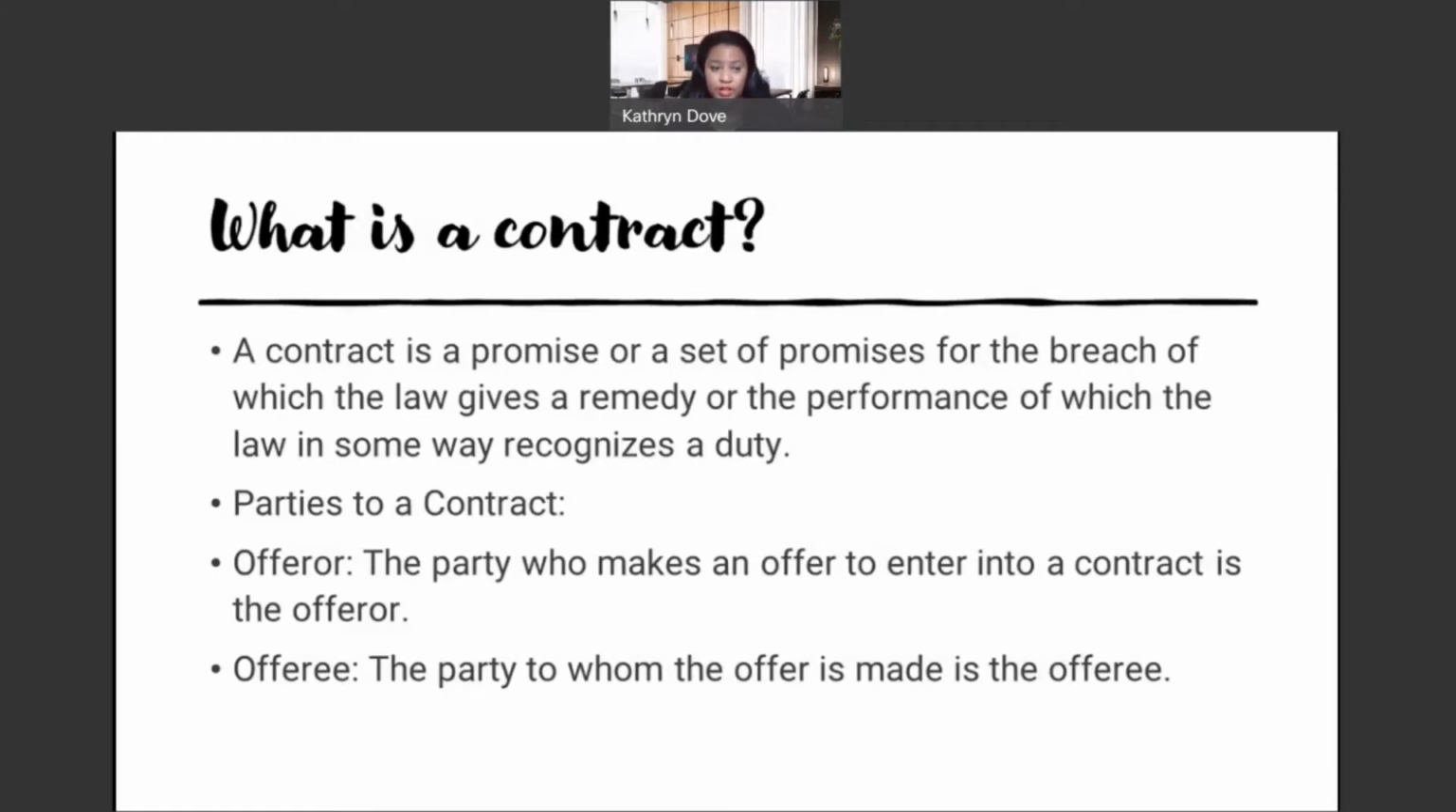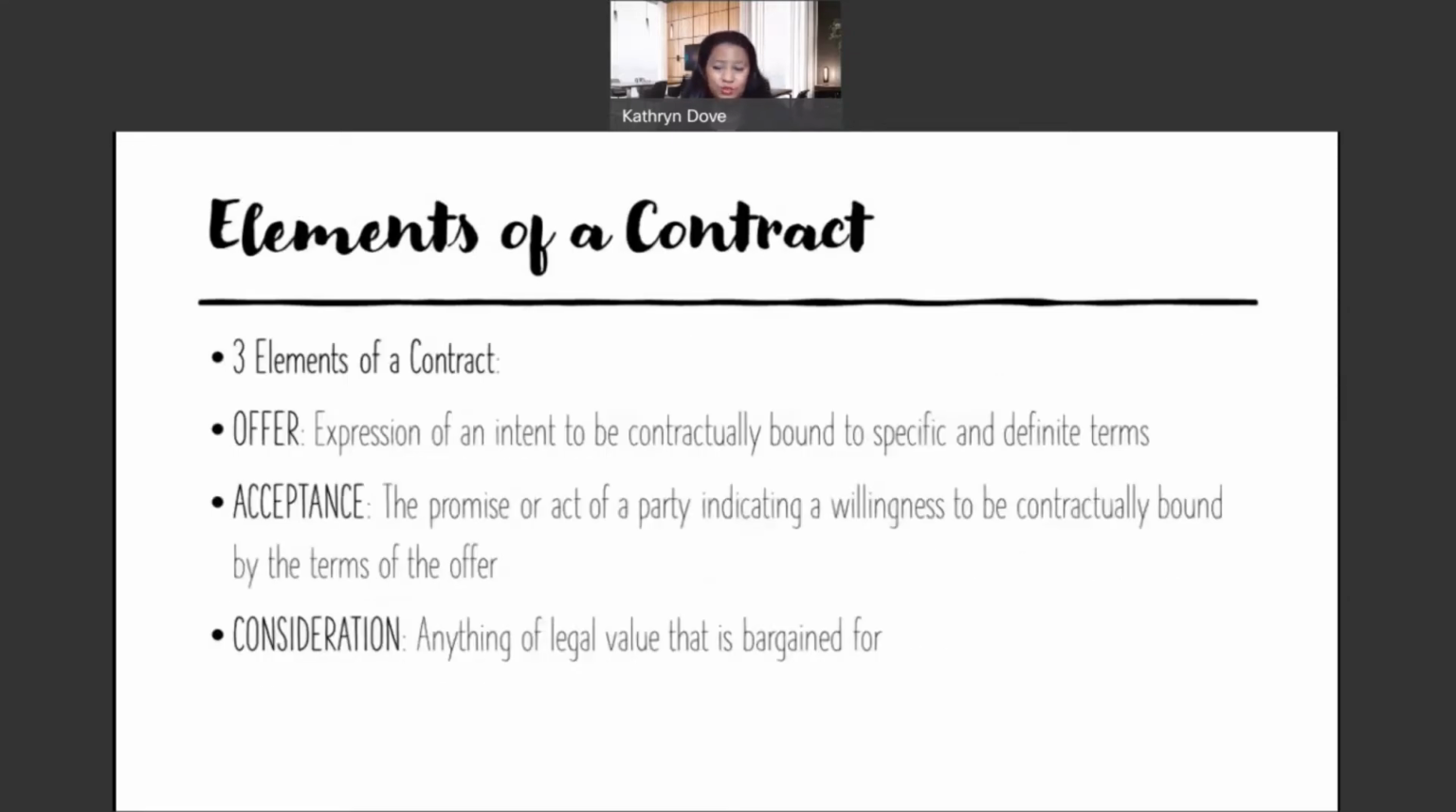Who are the parties to a contract? The offeror is the person who makes an offer to enter into the contract. The offeree is the person to whom the offer is made. There are 3 elements of a valid contract. This you must know: offer, acceptance, and consideration. An offer is an expression of an intent to be contractually bound to specific and definite terms.